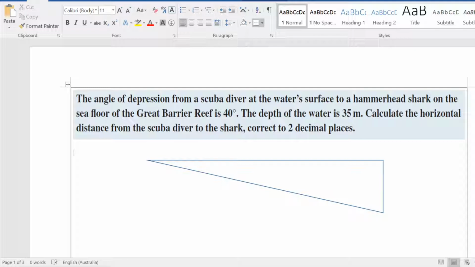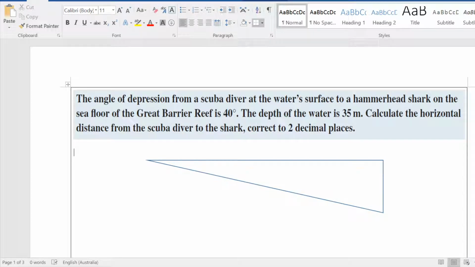So what I've got here is an example. The angle of depression from a scuba diver at the water's surface to a hammerhead shark on the sea floor of the Great Barrier Reef is 40 degrees. The depth of the water is 35 meters. Calculate the horizontal distance from the scuba diver to the shark, correct to 2 decimal places.